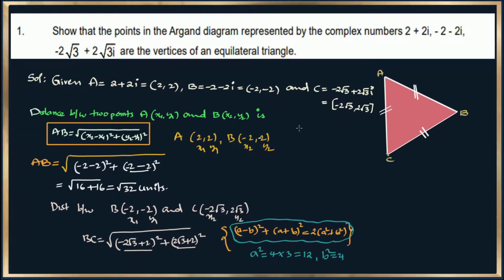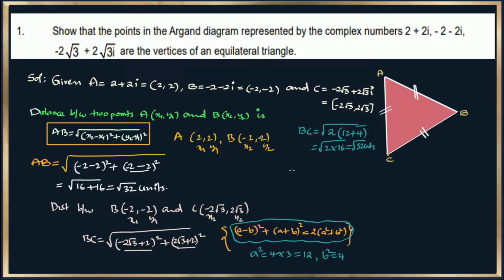Then our BC becomes root over 2 times 16, or we can write 12 plus 4, which is 16. So 2 into 16 is 32, root 32 units. So BC is also root 32 units, and AB is also root 32 units. Next we have to find CA.